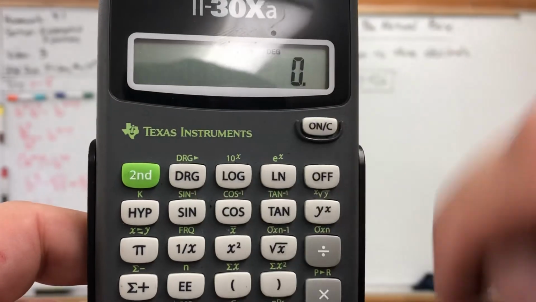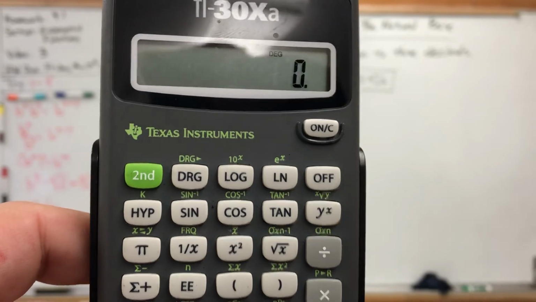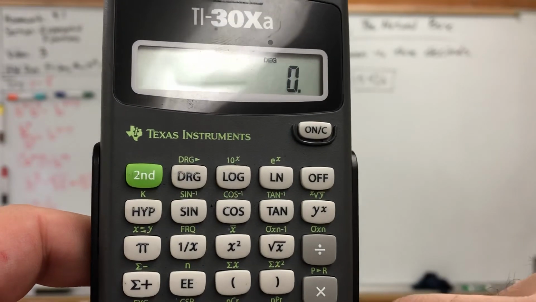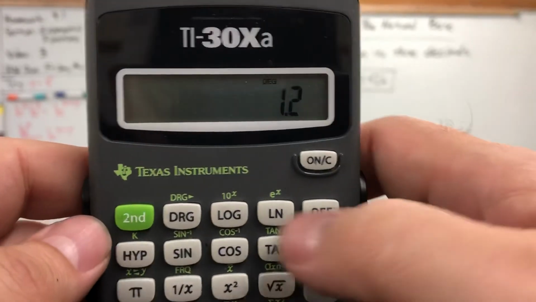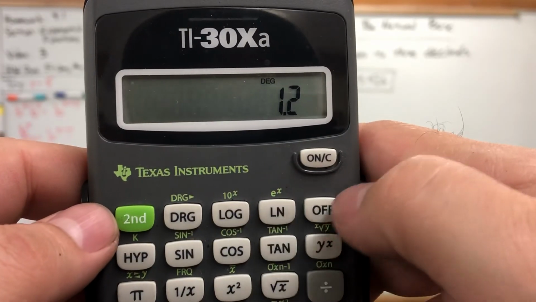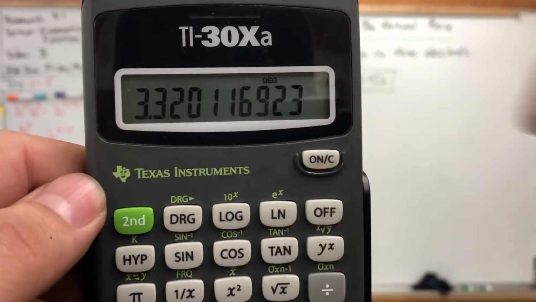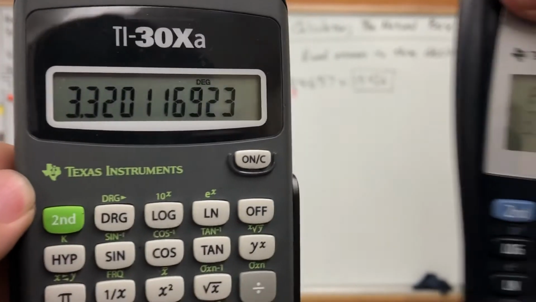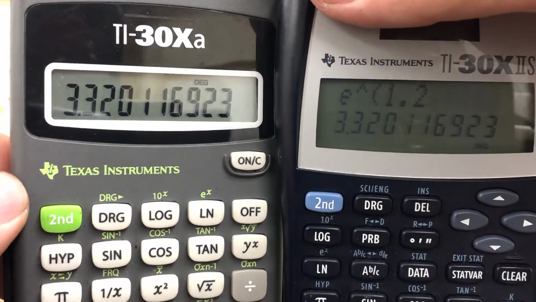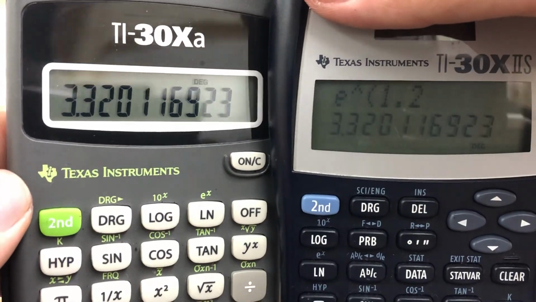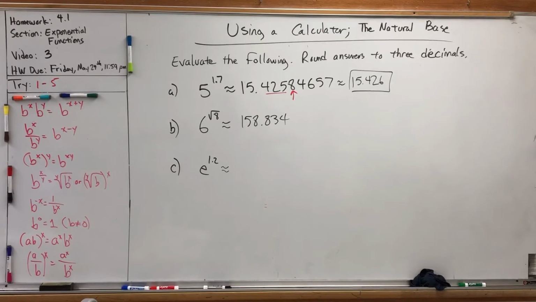So in a one-line calculator, when you raise e to a power, you have to put the power in first. So if I want to do e to the 1.2 power, I first have to press 1.2. Then I have to do e to the x, which is in green above this one, so I'll press the green button first. Second, e to the x. And it gives me the same answer that I got over here. So it's your responsibility to have a calculator that can do e to a power and know how to use it. I'm going to go write the answer up on the board just so that it's complete.